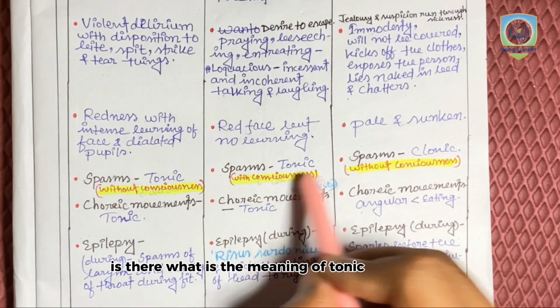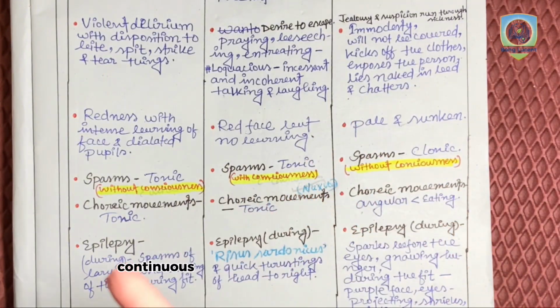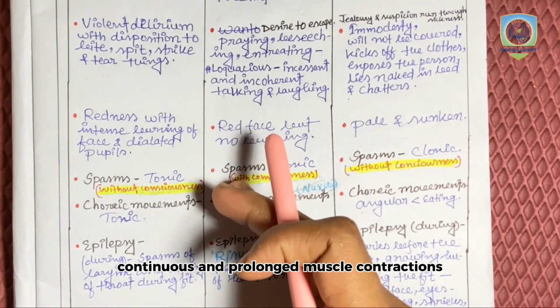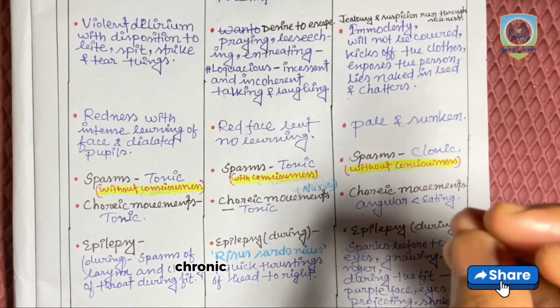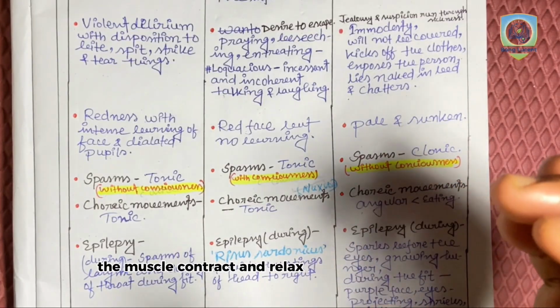What is the meaning of tonic and clonic? Tonic is a type of muscle spasm where you can see continuous and prolonged muscle contractions. And clonic is also a type of muscle spasm where the muscle contracts and relaxes in a periodical manner.